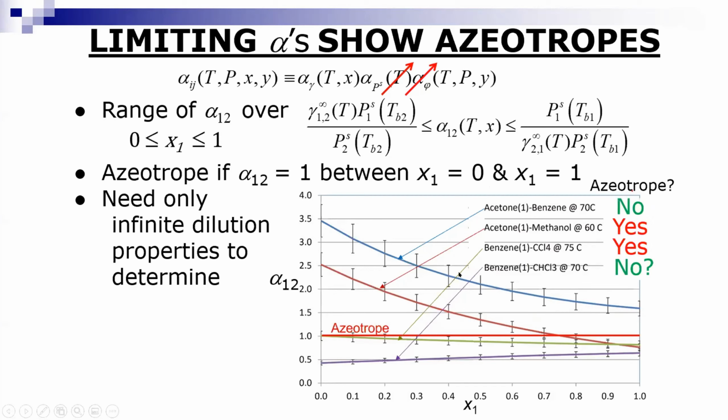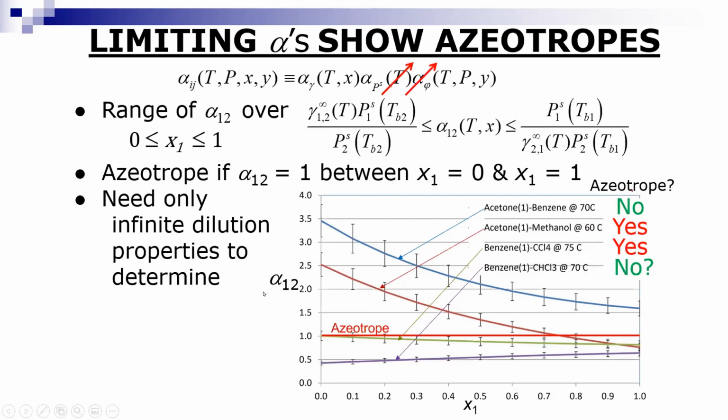So this one, for example, is always on the side greater than 1, so it's not an azeotrope. This one goes from one side to the other. This one is always on the other side, with alpha less than 1. And we're not sure about this one. So in fact, you'd want to either make some measurements or go to some reliable data in order to find out if you actually have an azeotrope.